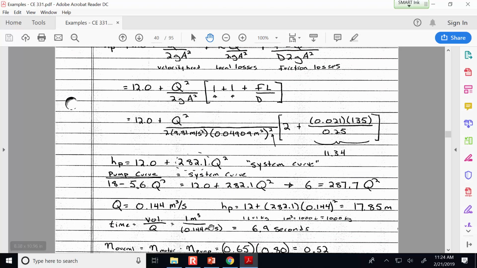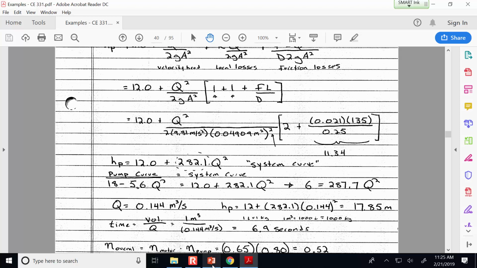Okay, so any questions up to the point of determining the flow rate and the time? I think it's easy to get lost in the algebra, but what you need to understand is the underlying principle: we're trying to get the energy equation simplified so it's just H sub P in terms of Q, so that it's just constants and the only unknown is Q. And then with the other equation being the pump curve, we can set the H sub P's equal to each other and solve for that Q.